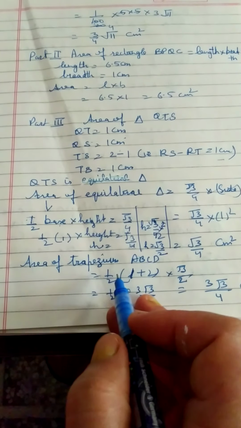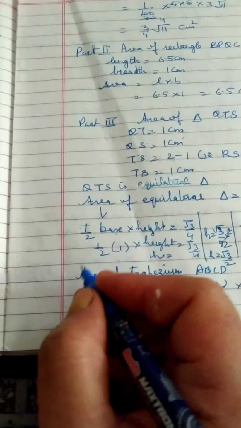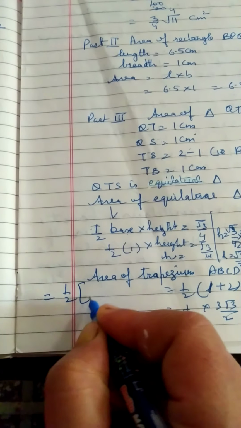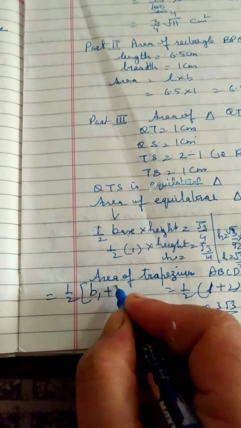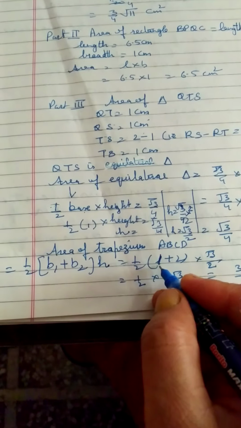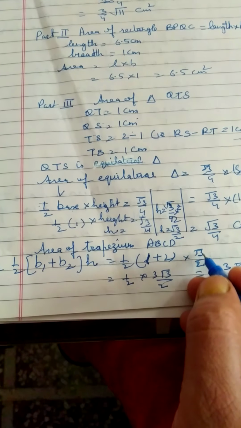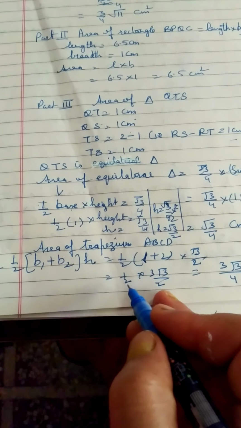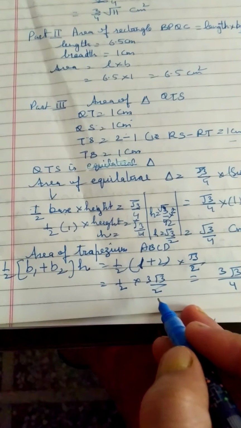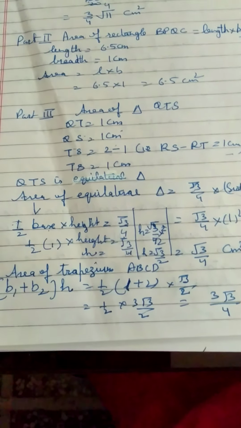Now area of trapezium is half of base 1 plus base 2 multiplied by height. What is the formula for area of trapezium? It is half of base 1 plus base 2 into height. Half of base 1 is 1 centimeter and base 2 is 2 centimeter into height is square root 3 by 2. Then it is half of 2 plus 1 is 3 into square root 3 by 2. It is equal to 3 square root 3 by 4.